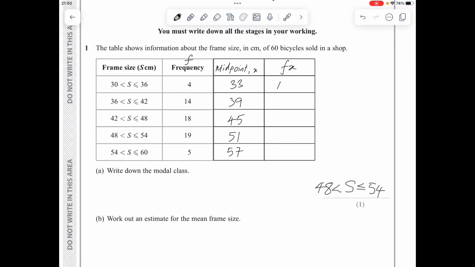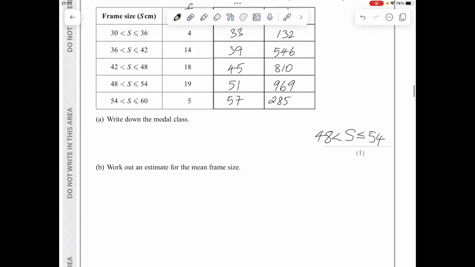So I get 132, 546, 810, 969, and finally 285. The formula for the mean is the following.